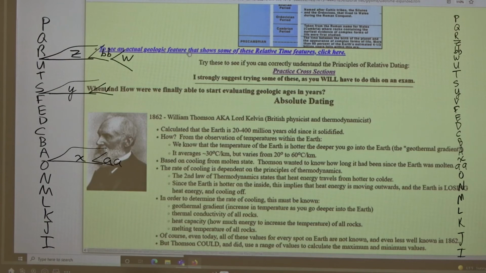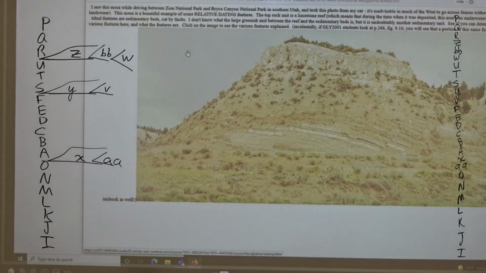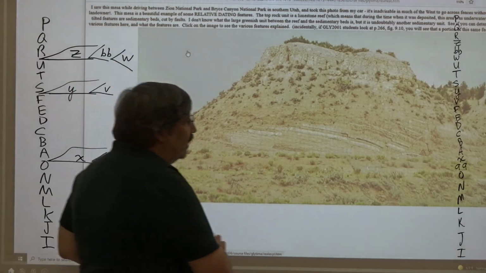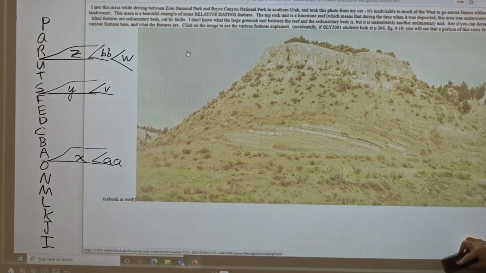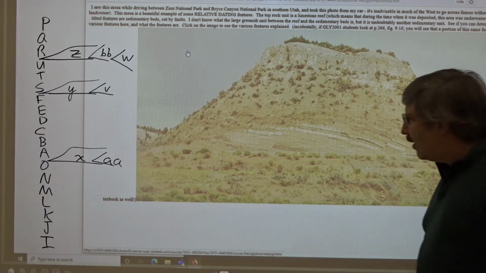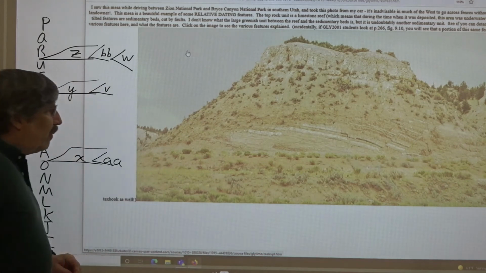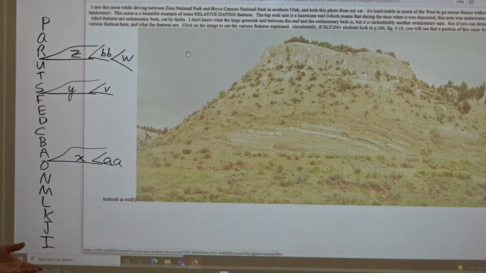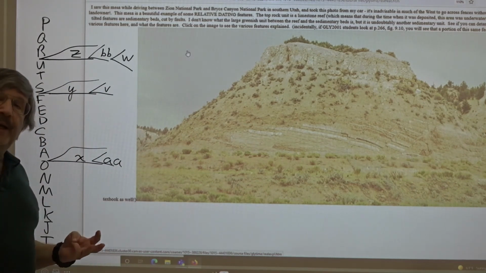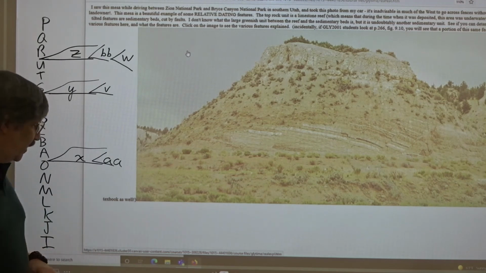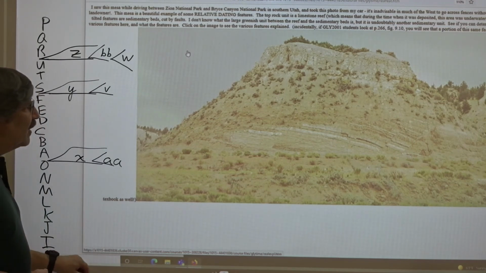And I want to show you a feature that I saw back in the 1980s, when I was driving around in Utah. I was actually on vacation visiting some national parks. And when you look at this, you can see that 3 of the 4 different kinds of features that we talked about before are present.